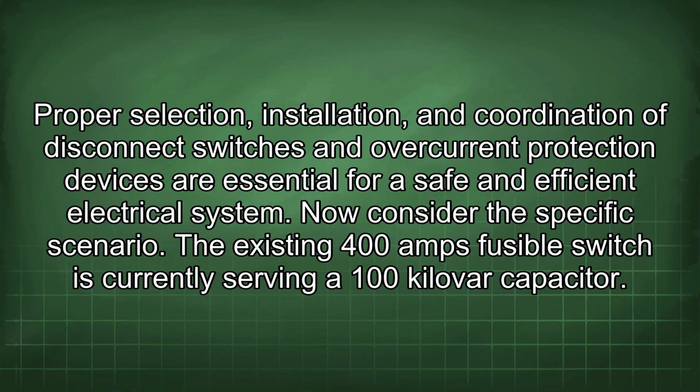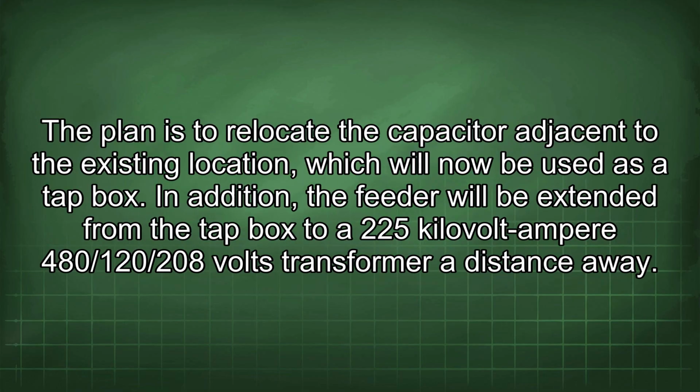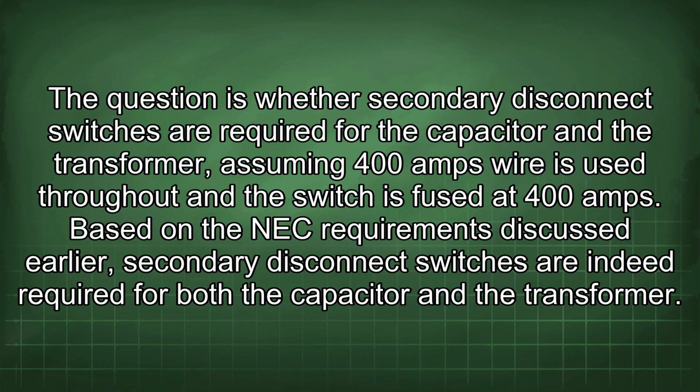The existing 400 amps fusible switch is currently serving a 100 kVAr capacitor. The plan is to relocate the capacitor adjacent to the existing location, which will now be used as a tap box. In addition, the feeder will be extended from the tap box to a 225 kVA, 480/120/208 volts transformer a distance away. The question is whether secondary disconnect switches are required for the capacitor and the transformer, assuming 400 amps wire is used throughout and the switch is fused at 400 amps.